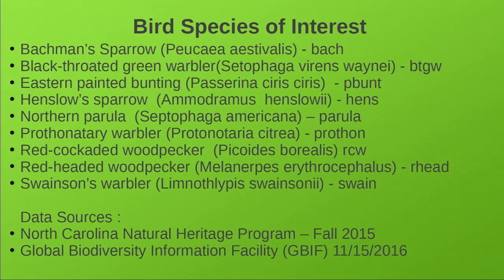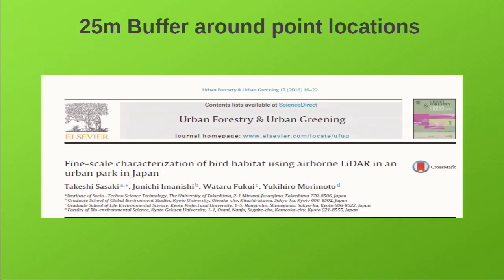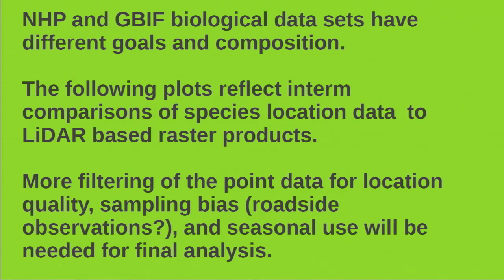Bird species. We are Fish and Wildlife Service. We like birds. So now we start taking point locations from different databases of these birds: the Natural Heritage Program database and the GBIF database, which is basically eBird plus some scientific data as well. There are two different goals between these things. We do a 25-meter buffer around the point locations because, well, that's what the cool kids do, and everybody else is doing it.